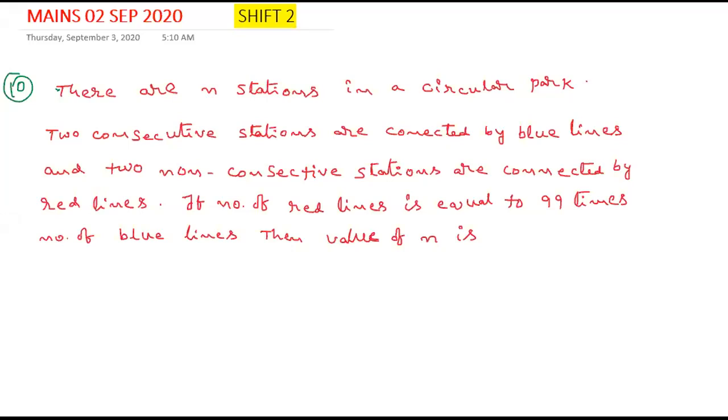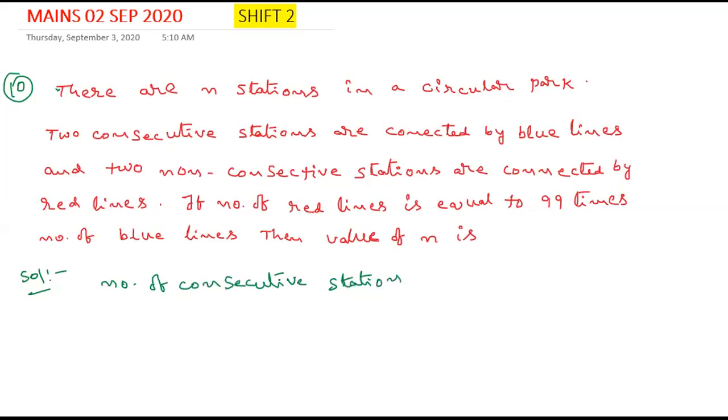Now see the 10th question. There are n stations in a circular park. Two consecutive stations are connected by blue lines and two non-consecutive stations are connected by red lines. So first we need to identify the number of consecutive stations.